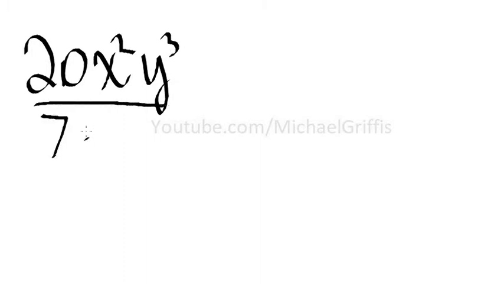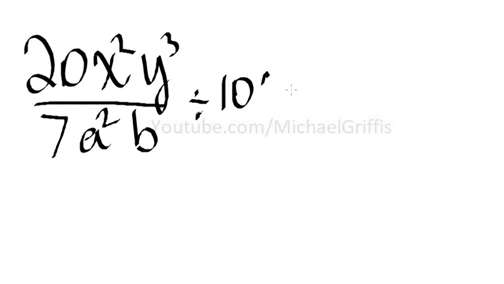So that was something that was simple. 20x squared y cubed over 7a squared b, divided by 10 times x times y to the fifth.